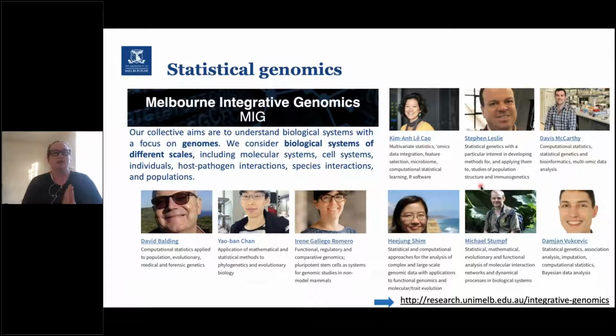So it could be looking at molecular systems, cellular systems, individual people, the interactions between host and pathogen, interactions between different species, and so on. At the University of Melbourne, statistical genomics is done by a research group called the Melbourne Integrative Genomics, or MIG. It consists of a group of 9 group leaders, and they have expertise across statistical genomics, which allows them to tackle questions related to understanding these types of biological systems related to genomic data.